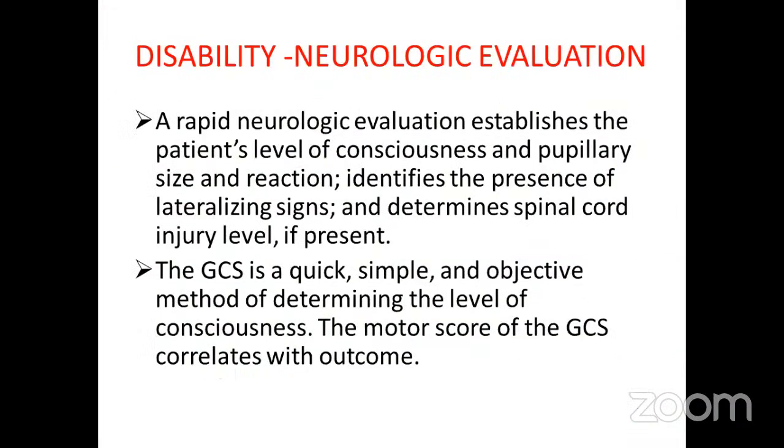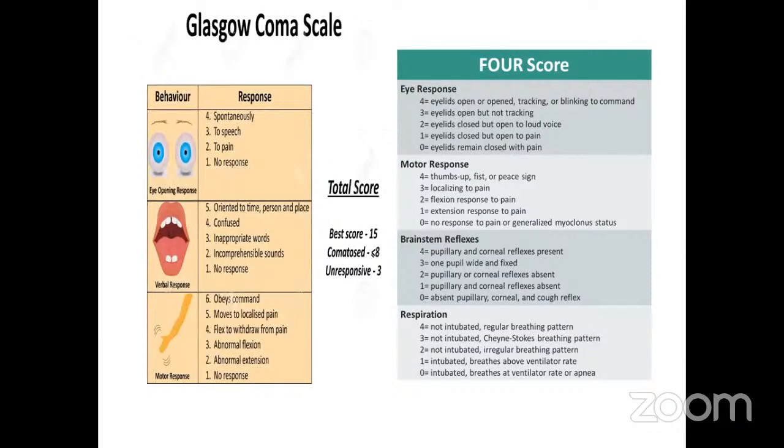And coming to the disability and the neurological evaluation part, a rapid neurological evaluation establishes the patient's level of consciousness, the pupillary size and reaction, in identifying the presence of lateralization signs and determining the spinal cord injury if it is present. So what is a quick access is a GCS. So we have GCS and a 4 score. The GCS score is what we regularly follow. In this, we see the eye response, verbal response, and the motor response.